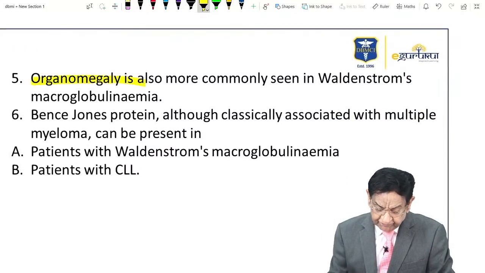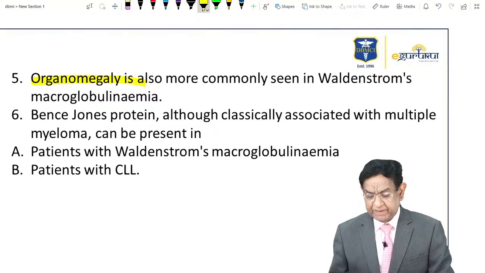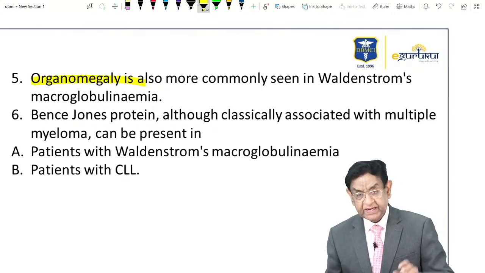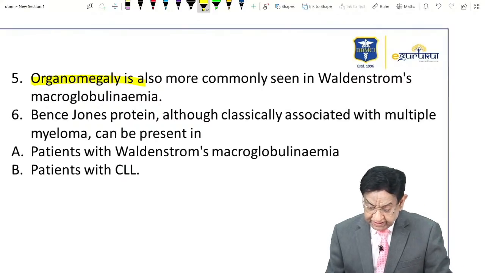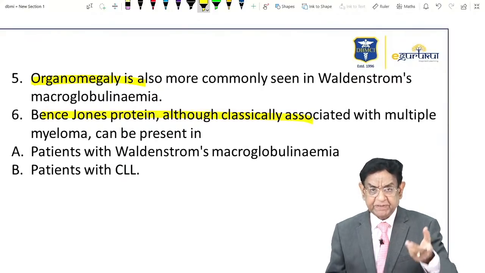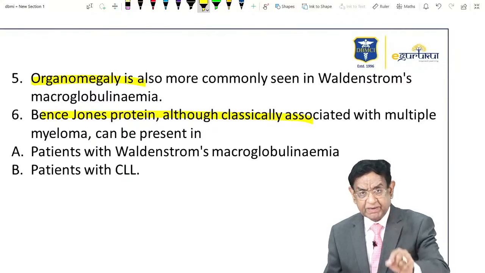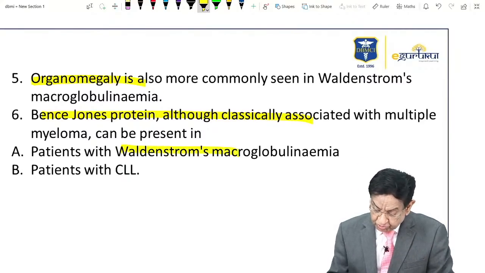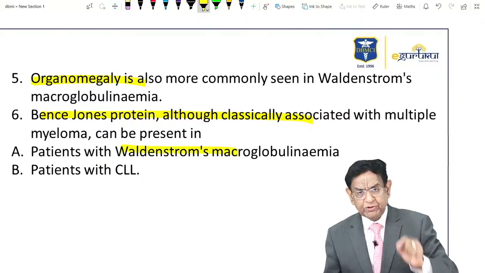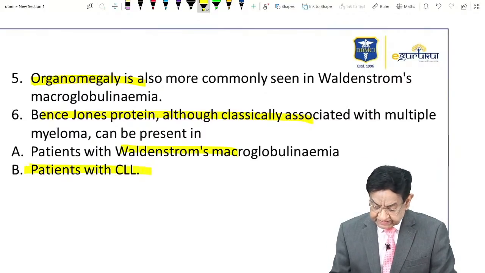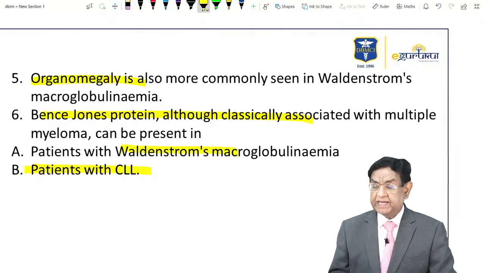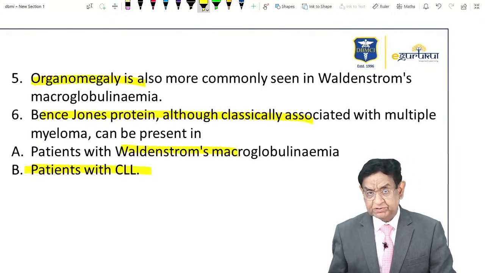Organomegaly is a feature of Waldenstrom, the point I mentioned, and remember, in multiple myeloma, organomegaly is not a feature, but Bence Jones protein is present in both multiple myeloma and Waldenstrom. And just to add on to your knowledge, this Bence Jones protein is also there in some patients of chronic lymphocytic leukemia. Bence Jones protein can be there.